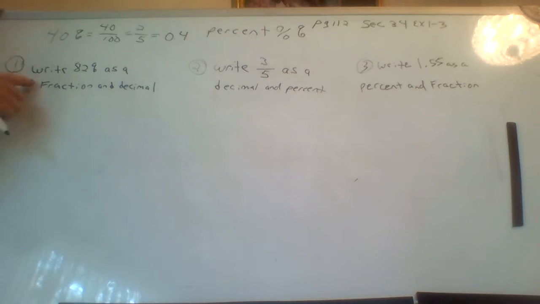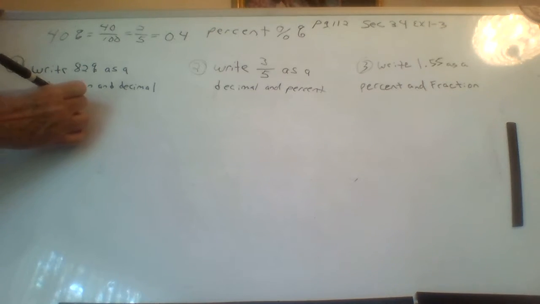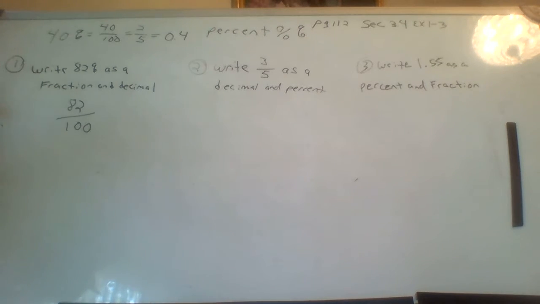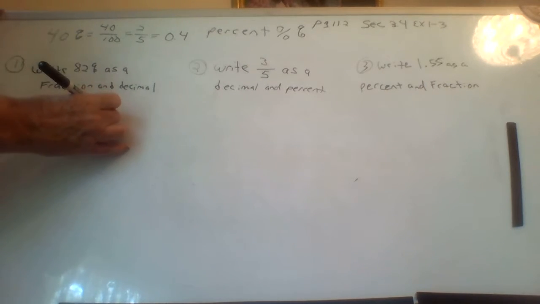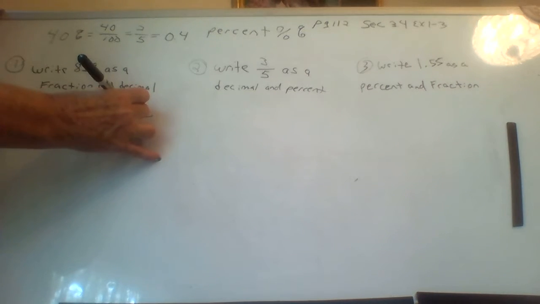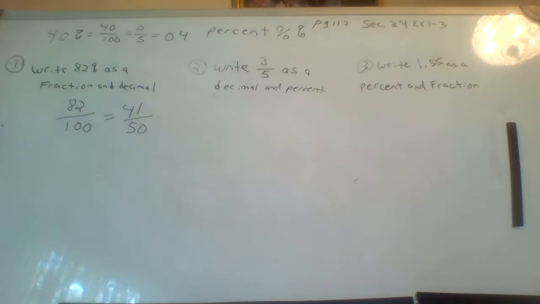Example 1 says write 82% as a fraction and a decimal. Well, to write it as a fraction, you're going to drop the percent sign and write 82 and put it over 100. So now we've written it as a fraction, but you always want to reduce your fractions. And so if we reduce this, we get 41 over 50. All right? Now, you could divide this out on a calculator and get your decimal.